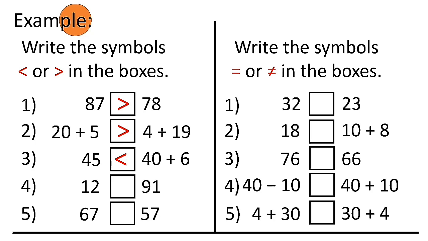Number 4, 12 box 91. Again, 12 box 91. What will be the sign here? Yes, that's less than. 12 is less than 91. Number 5, 67 box 57. Yes, that's greater than. 67 is greater than 57. Now let's proceed to another example.